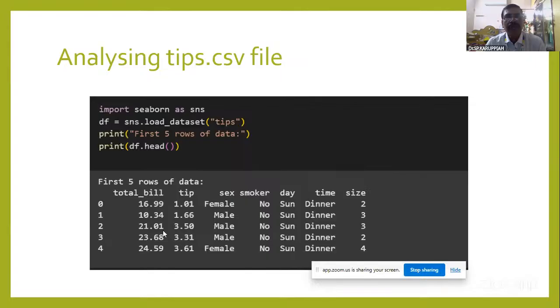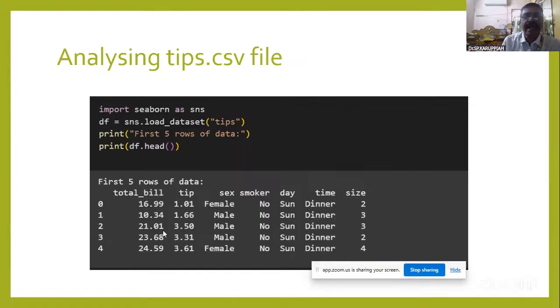Total bill is the bill for that particular day, and tip is how much was given to the servers. Sex is male or female, smoker is yes or no, day is Sunday, Saturday, Monday or something, and time is dinner or breakfast or something. Size is how many persons are at the table, 2, 3 or 4. So these are the meanings of the data set: total bill, tip, sex, smoker, day, time, and size. This is called the tips data set.